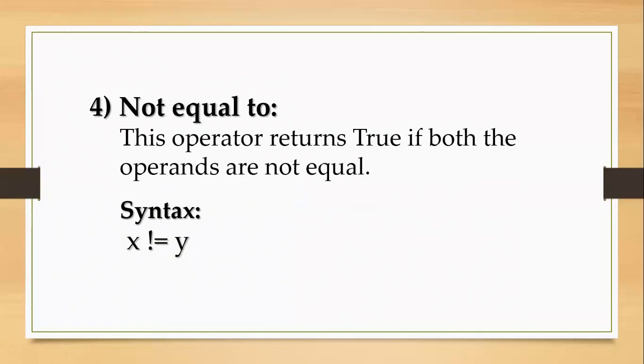Fourth one, not equal to operator. This operator returns true if both the operands are not equal. The syntax of not equal to operator is x exclamation mark equal to y. This symbol represents the not equal to operator in Python.